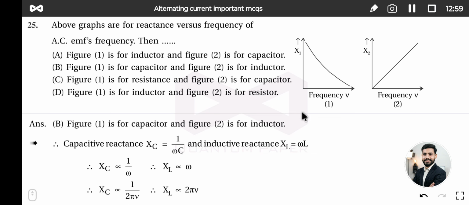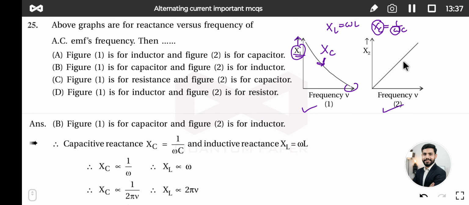Two graphs are given. We have to identify which graph shows capacitor and inductor reactance. So look at this graph. Here on the y-axis reactance is given, and on the x-axis frequency is given. The graph is decreasing. We know the formula of inductive reactance XL is equal to omega L, and XC is equal to 1 by omega C. In case of capacitive reactance, omega and XC are inversely related. So in this case the graph is decreasing. So this first graph, frequency versus reactance, is for the capacitor.